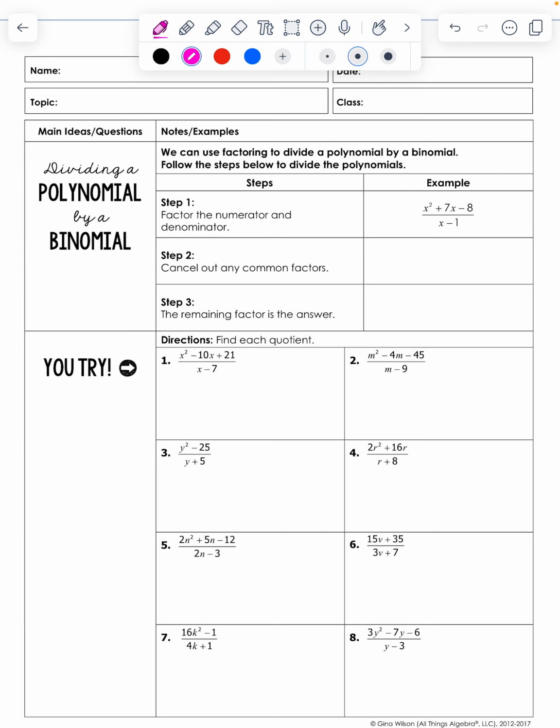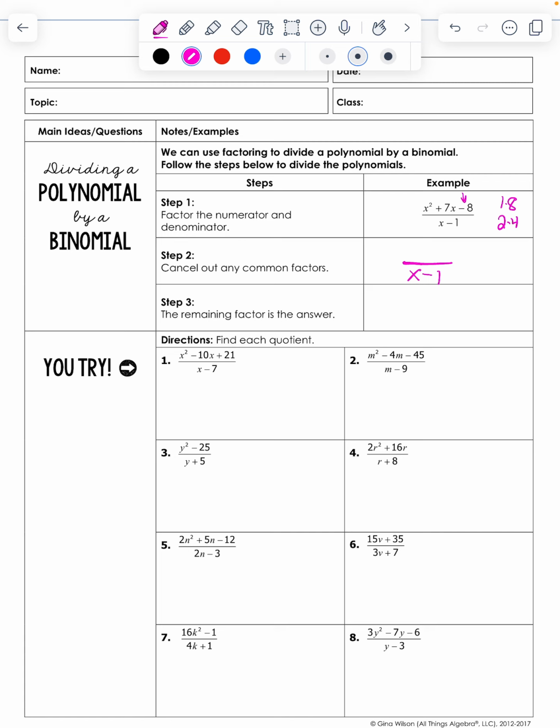Let's factor both the numerator and denominator. Now the denominator cannot be factored. X minus 1 is just going to stay x minus 1. But the numerator, x squared plus 7x minus 8, let's factor that. The factors of 8: 1 times 8, 2 times 4. We technically need it to multiply to be a negative 8.